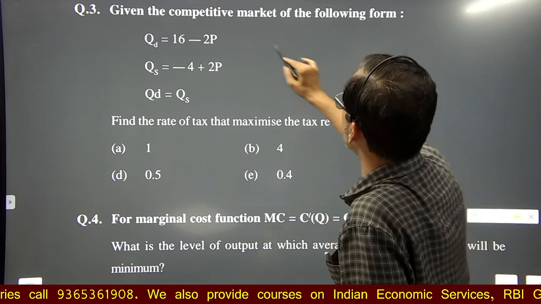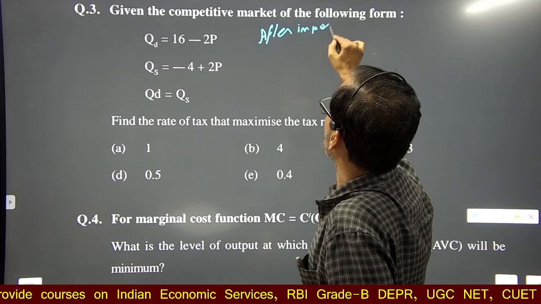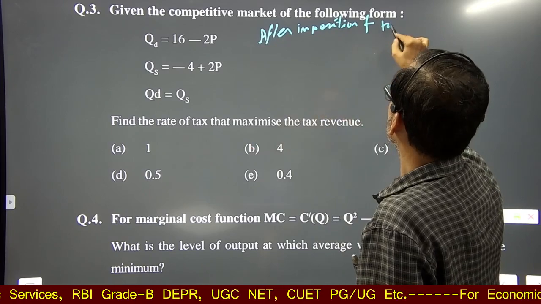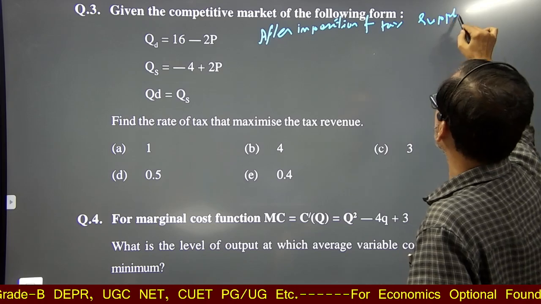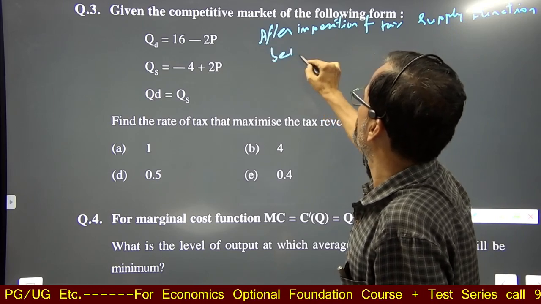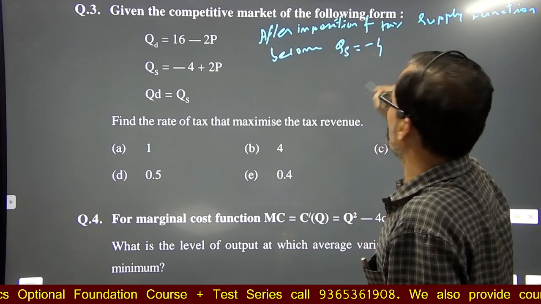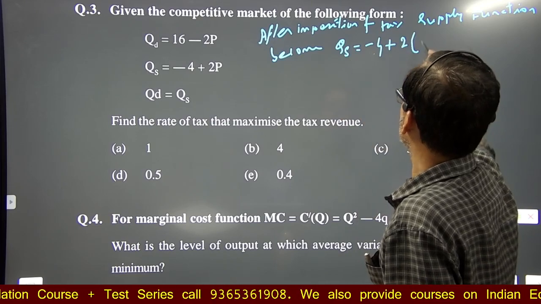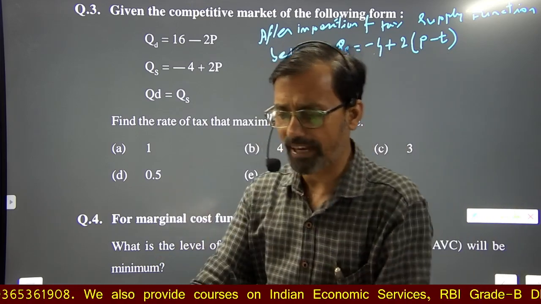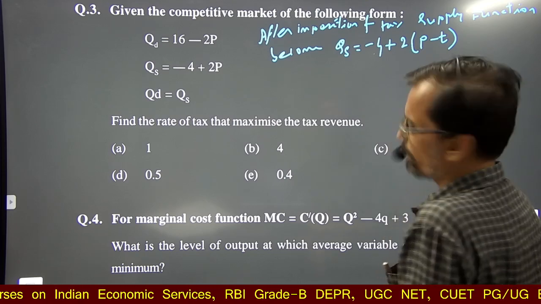First thing, after imposition of tax, the supply function becomes minus 4 plus 2 times P minus T. This will be the supply function after imposition of tax.